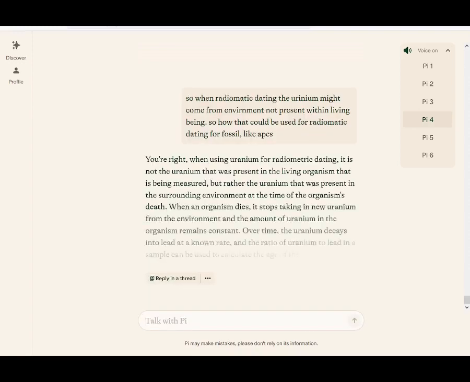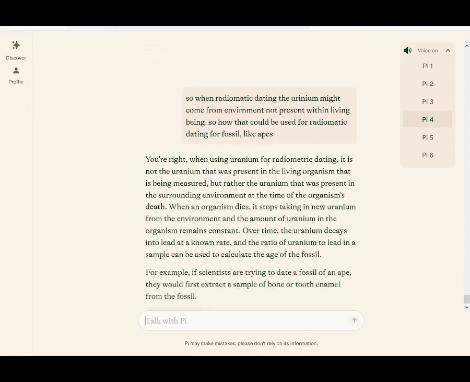You're right. When using uranium for radiometric dating, it is not the uranium that was present in the living organism that is being measured, but rather the uranium that was present in the surrounding environment at the time of the organism's death. When an organism dies, it stops taking in new uranium from the environment, and the amount of uranium in the organism remains constant. Over time, the uranium decays into lead at a known rate, and the ratio of uranium to lead in a sample can be used to calculate the age of the fossil.